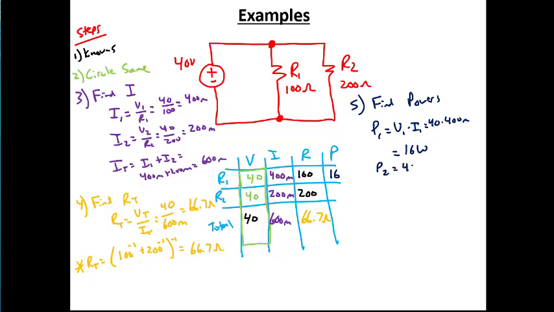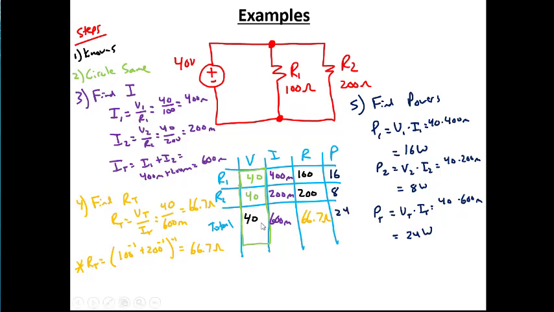P2 is going to be V2 times I2. So that's going to be 40 times 200 milli. And that'll be 8 watts. And then P total is going to be V total times I total. So that's going to be 40 times 600 milli. And that should be 24 watts. Okay, so we have our table here.